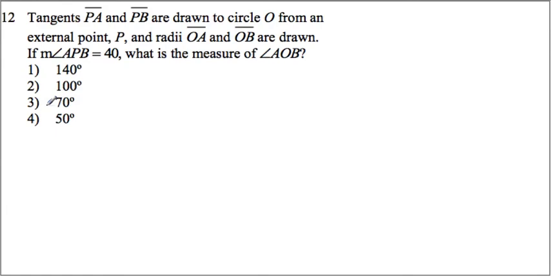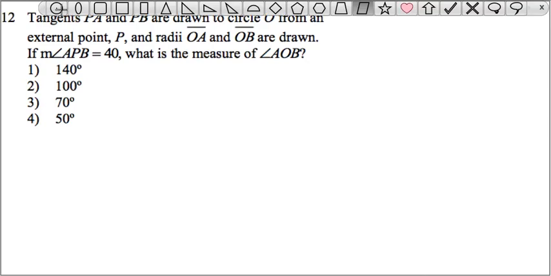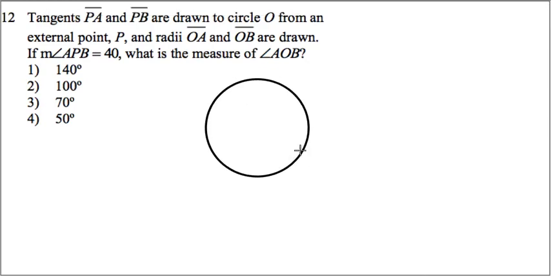Number 12. We have two tangent line segments, PA and PB, drawn to circle O. Now, then the two radii are drawn. So let us actually construct that, or draw a sketch of it. So we have, alright, and then we have center about here.